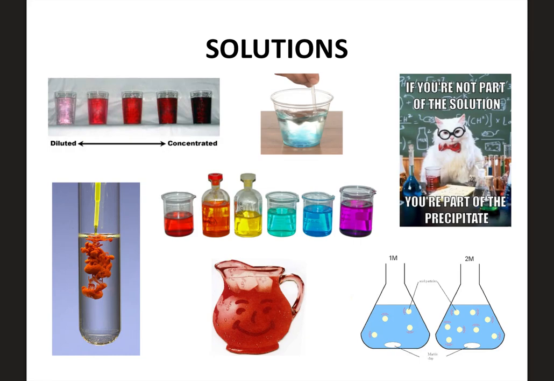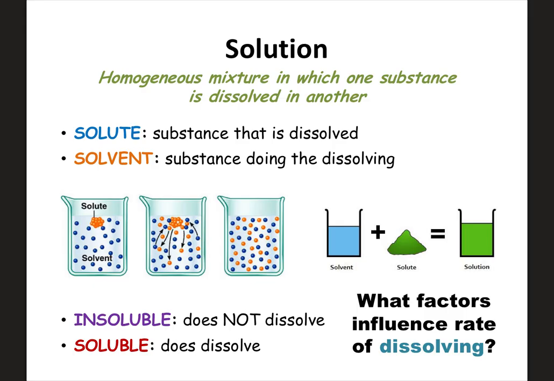I'm going to walk you through solubility rules and how to do net ionic equations in this video. A little review here first. Remember, a solution is a type of homogeneous mixture. So it's an evenly distributed mixture in which one substance is dissolved in another. The solute is the substance that is dissolved, and the solvent is the substance doing the dissolving.